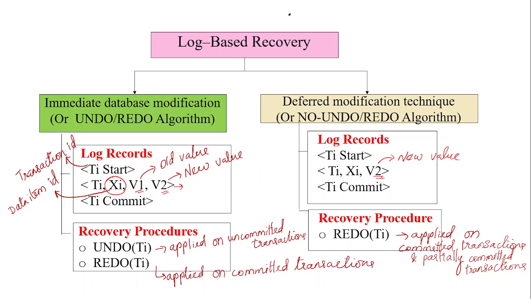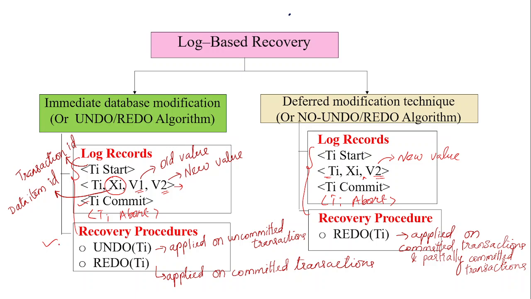Whereas here you can observe in the deferred database modification technique, in the update record there are no old values maintained. This is the significant change between these two techniques. Here in this case also the commit record is maintained. It may also include an abort record. So these are the log records used to record the activities of transactions when they are executed. In both the techniques these log records are available.